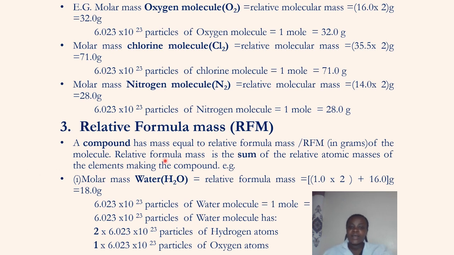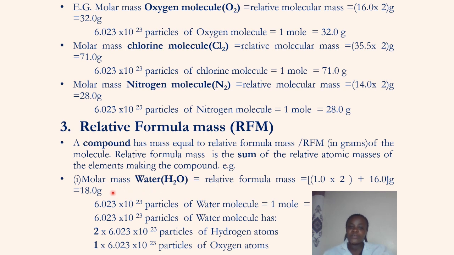Relative formula mass, how do we calculate the relative formula mass? By taking the sum of the atomic masses of the elements making that compound. Okay, let us look at a compound like water. Water is made up of 2 atoms of hydrogen and 1 atom of oxygen.